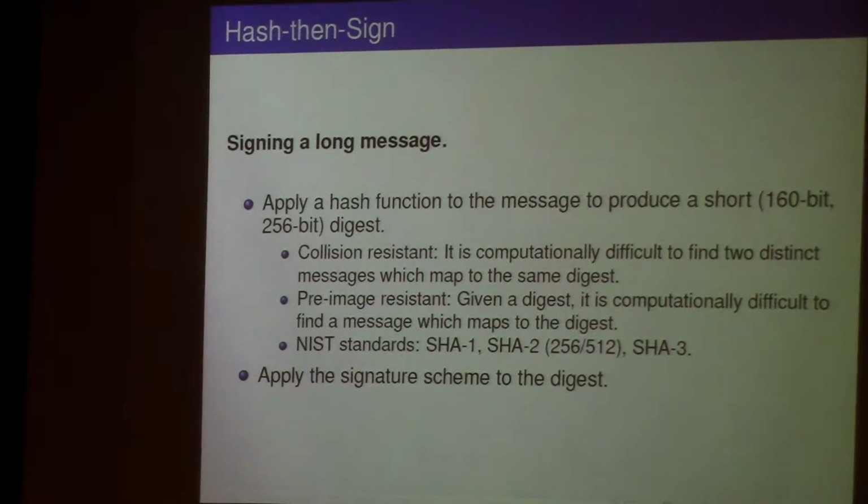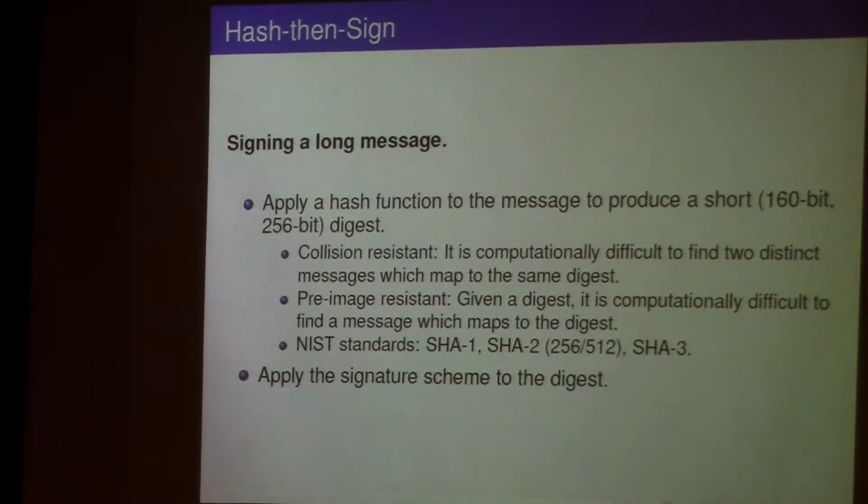So what does this do? Well, if you want to sign a long message, you apply a hash function to the message to produce a short digest. So what is a hash function? A hash function is a function which will take in a bit string, a long bit string, and produce a short fixed length bit string. And the fixed length could be 160-bit, 256-bit. These are the two standard things.